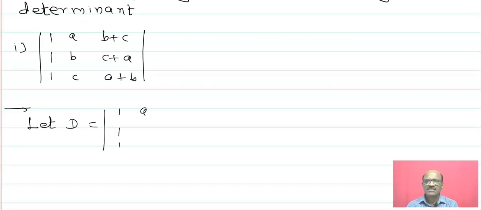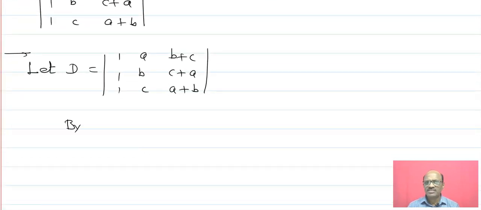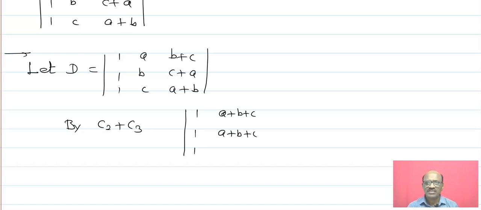Now we'll see the second example. Exercise 4.2, first example. Now see this, evaluate this determinant, where D is equal to 1, A, B plus C; 1, B, C plus A; 1, C, C plus B. Now how does this come? This will come by using practice a number of times.